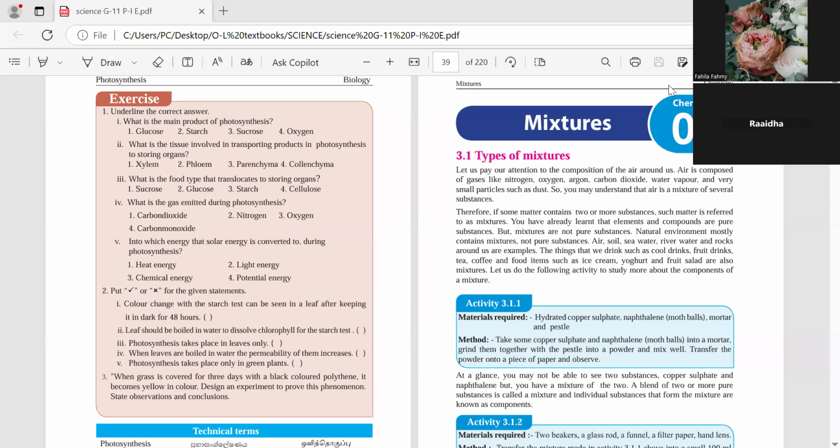All right. Bismillahirrahmanirrahim. So today we'll be starting the mixtures lesson. First of all, let's go into the summary.